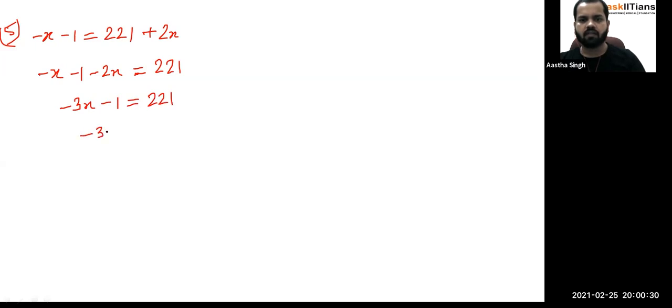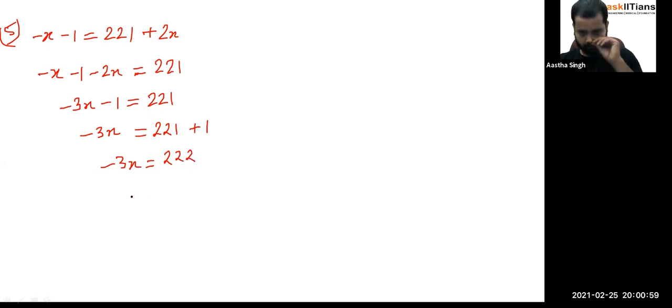So minus 3x. Two quantities are there of negative sign, then they will just add and the sign will be negative, right? So minus 3x will be equal to 221 plus 1. So minus 1 will go to another side, right? So minus 3x will be equal to 222, right?